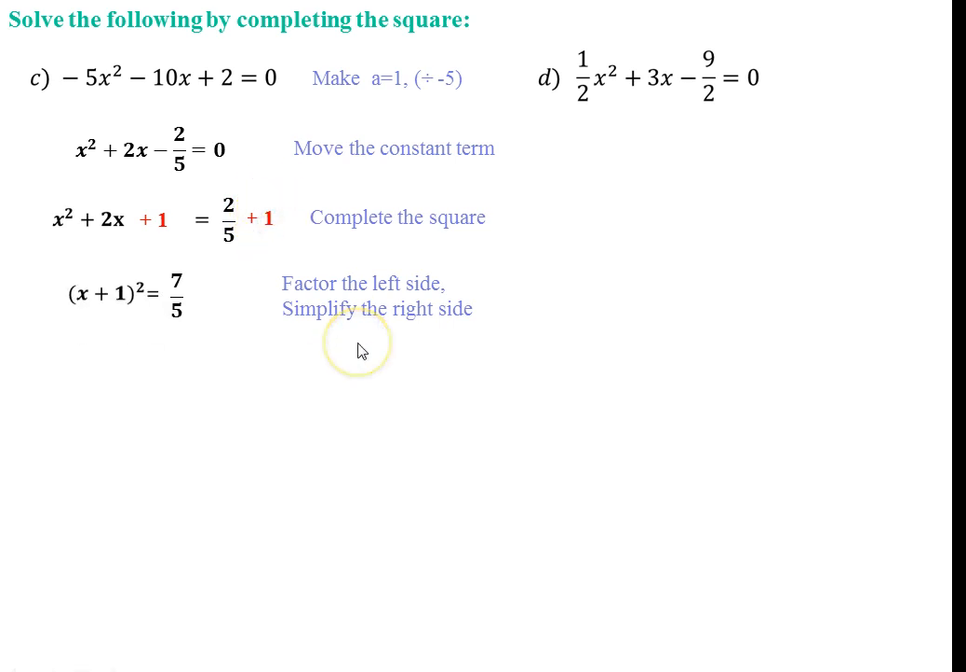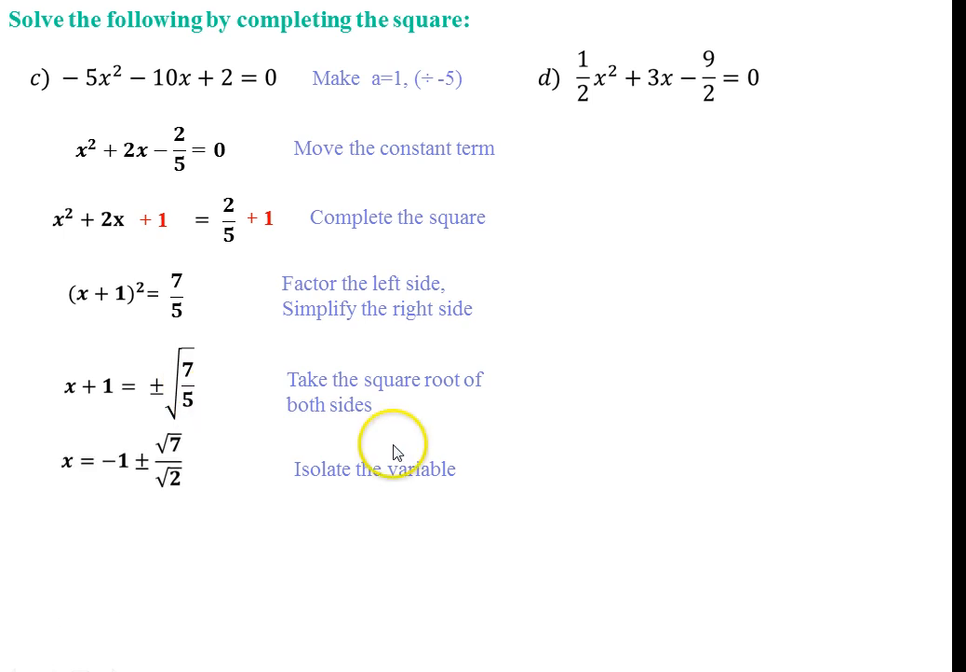All right. Next step, take the square root of both sides of this equation. So square root of x plus 1 all squared is x plus 1. The square root of 7/5 is plus or minus square root 7/5. And now I'm going to isolate the variable. So let's minus 1 from both sides of this equation. At the same time, let's write this as radical 7 over radical 5, because it can be written like that.